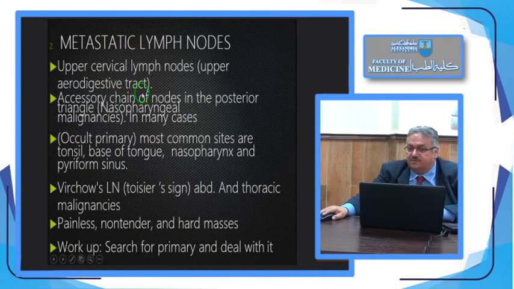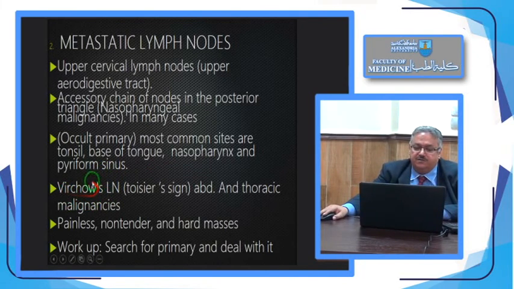The second one, and the commonest, 80%, you remember? Metastatic lymphadenopathy. So upper cervical lymph nodes, upper aerodigestive tract. Accessory chain, level 5, the posterior triangle, nasopharynx, you remember? Occult primaries, that are the primaries that we diagnose via the detection of metastatic nodes, the most common sites of them are the tonsils, the base of the tongue, nasopharynx, and piriform sinus.